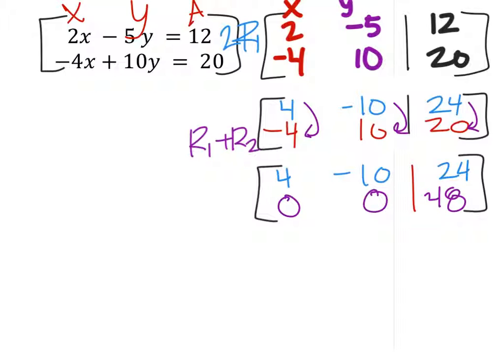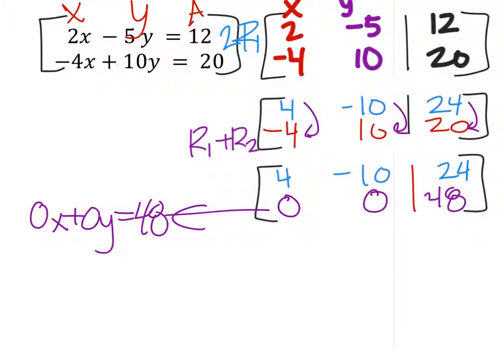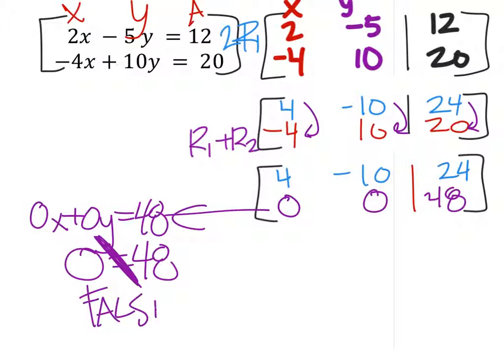And this is a huge problem, alright? Because what this second row is saying, let's rewrite this. It's saying 0x plus 0y equals 48, right? Which just means that 0 equals 48. But this is an untrue statement. Not true. This is false. It will always be false.